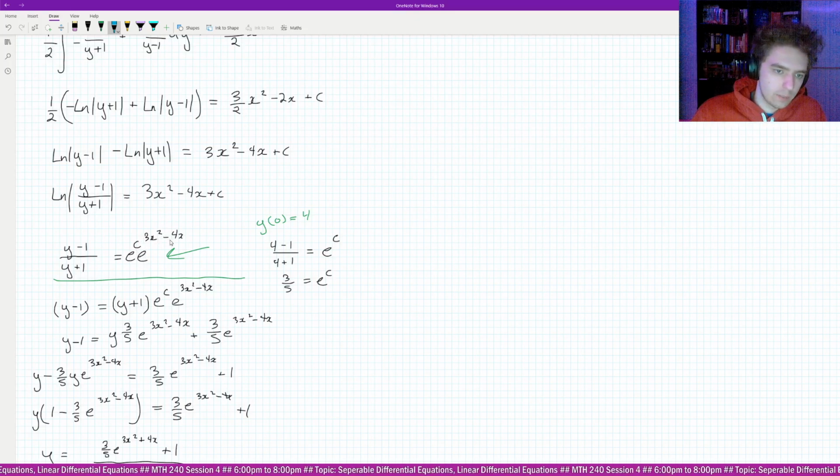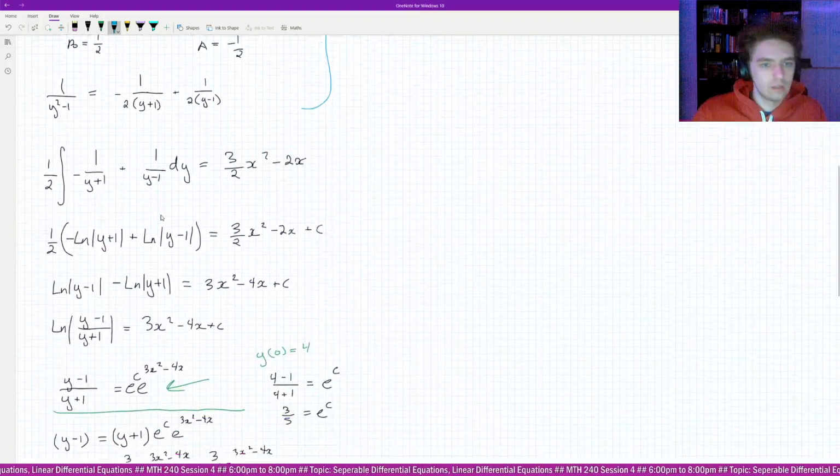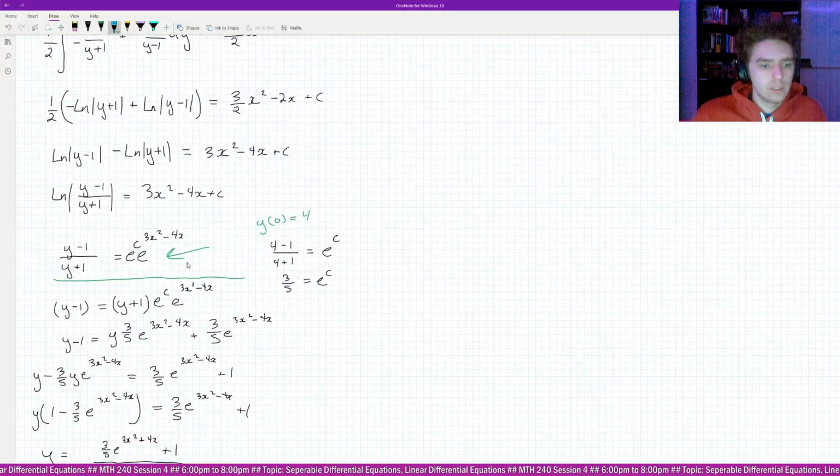e to the 3x squared minus 4x is also a positive number, so absolute values do nothing, right? So the absolute values are meaningless. They don't do anything. So I can drop the absolute values. It's at this point that I apply the initial value. So, all these equations are equal. I mean, they're all part of the solution.